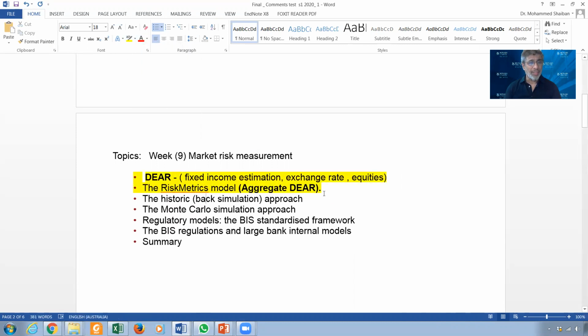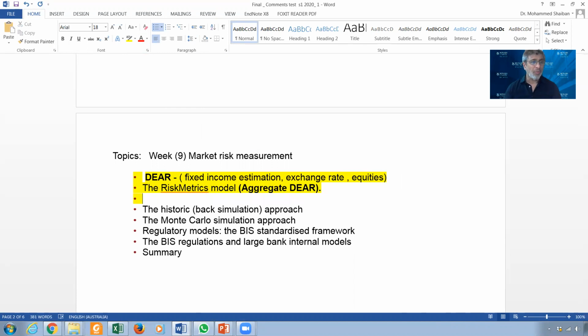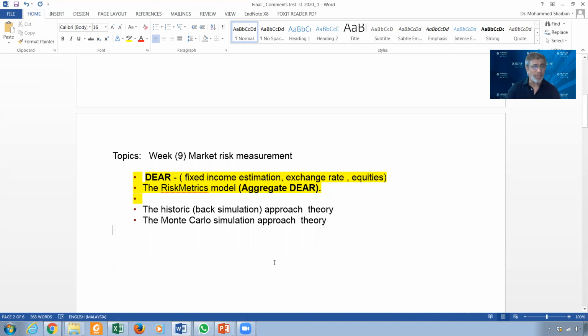Now, if there is a calculation, then we will go to the historical back. There is some calculation here, but no calculation in the test. I'll just ask you about some theory. So here will be only theory. And the Monte Carlo also, a little bit of theory. It's just one slide, nothing about it. Don't worry about it.